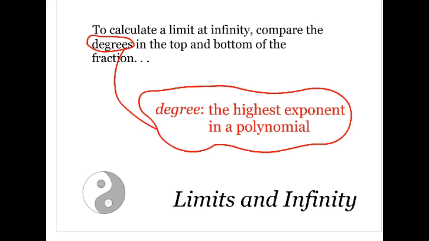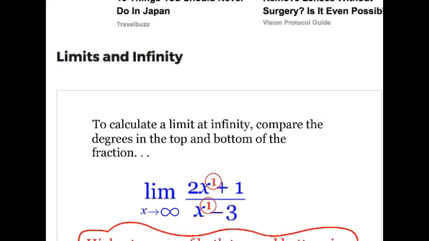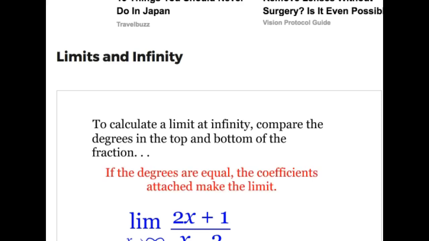So, if we take a look at f again, we'll notice that the highest degree in both the numerator and denominator is 1. Because remember, if we don't write a power, it's inferred to be 1. Now, in this case, the degrees of both the top and the bottom of the fraction are equal. And therefore, the limit at infinity of this fraction is going to simply be the coefficients attached to those highest degrees. Again, sounds like a lot of gobbledygook. We just take the coefficients of those x terms to make up the limit.